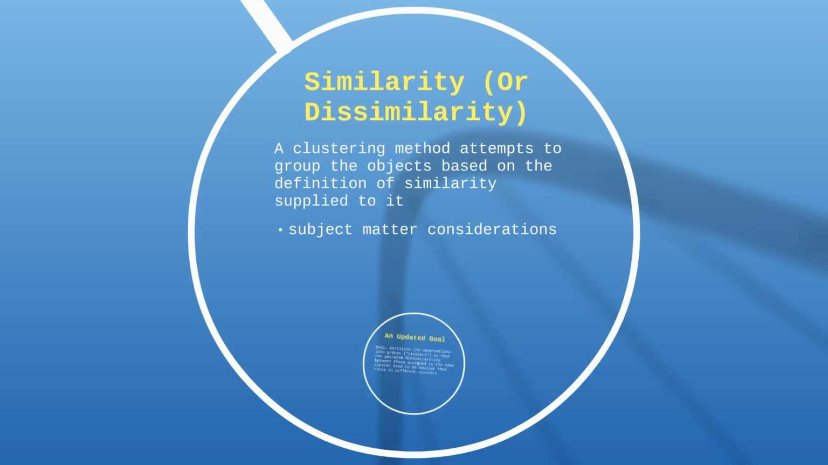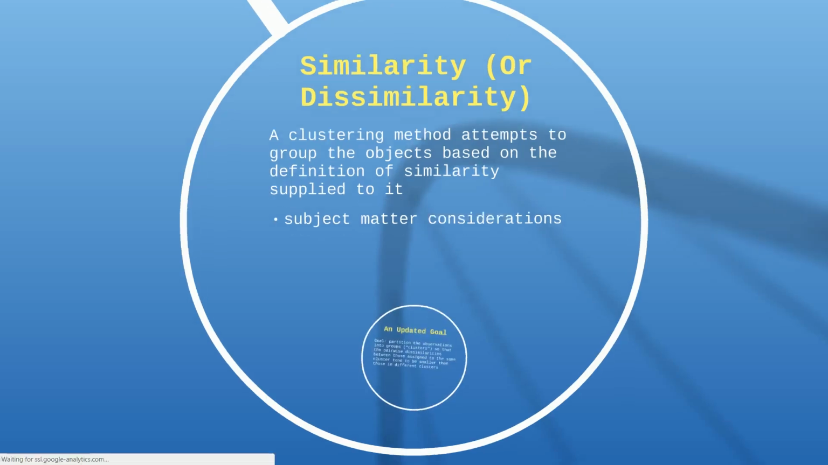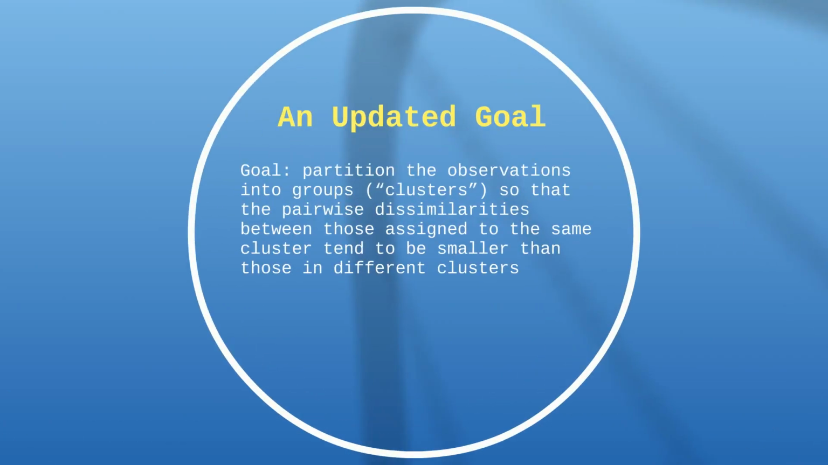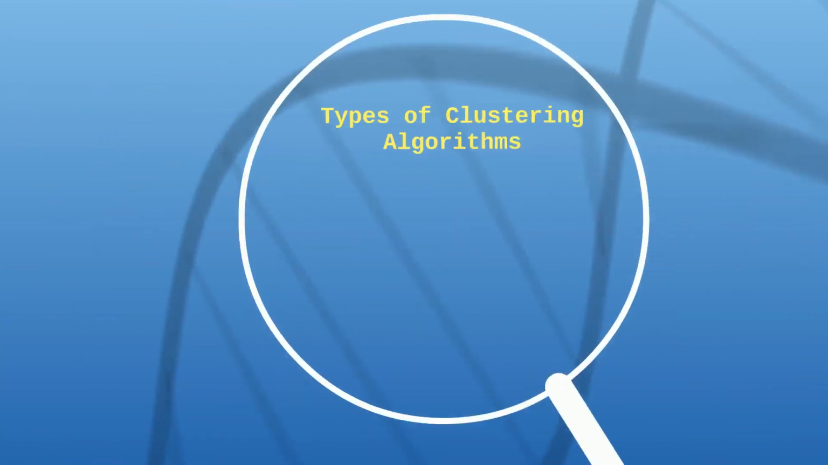Now that we have this definition of similarity, we can update the goal of these cluster analysis algorithms: to partition the observations into groups so that the pairwise dissimilarities between those assigned to the same cluster tend to be smaller than those in different clusters. So here is our official goal, complete with our application of dissimilarities. This is what we're looking for in cluster analysis. Let's take a look at a couple of different algorithms that can be used to accomplish this goal.